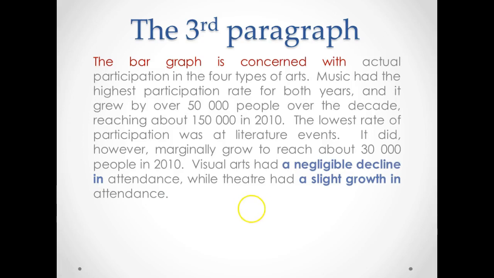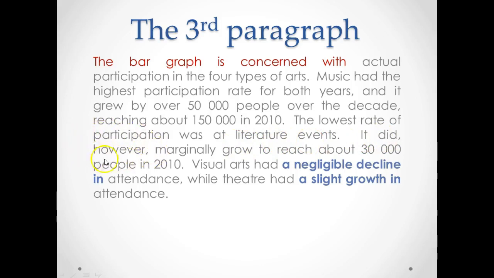Now for the third paragraph. We already discussed the pie charts. Now we have to discuss the bar graph. The bar graph is concerned with actual participation. Use the words from the task. Actual participation in the 4 types of arts. Music had the highest participation rate for both years, and it grew by over 50,000 people over the decade, reaching about 150,000 in 2010. The lowest rate of participation was at literature events.